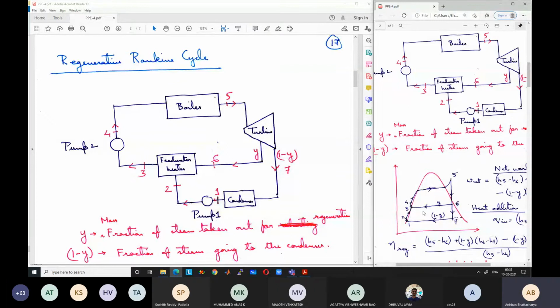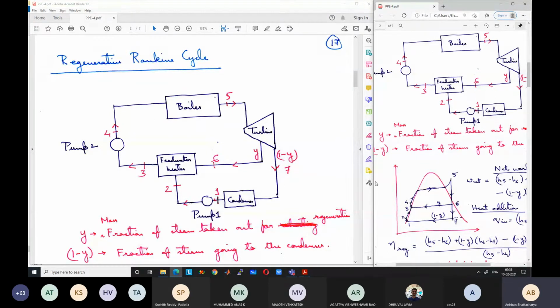What is the fraction of water which is going from the other side at point 2? The fraction of water which passes through the condenser is 1 minus Y, because the total amount we can consider as 1. So Y is the fraction which goes directly from the turbine, and 1 minus Y comes through the condenser. So 1 minus Y into H3 minus H2 is the amount of heat addition that is required to bring the feed water from state 2 to state 3.